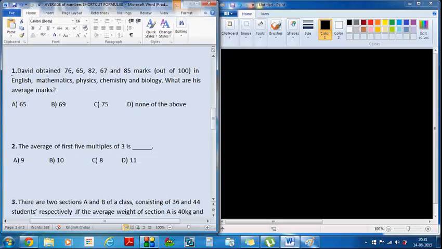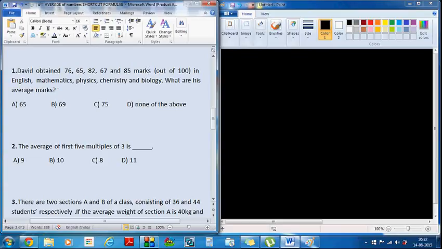So number 1. David obtained 76, 65, 82, 67 and 85 marks out of 100, meaning for each subject there are 100 marks. The subjects are English, mathematics, physics, chemistry, and biology. There are 5 subjects, and for each subject full marks is 100, and he obtained 76, 65, 82, 67, and 85 marks. What are his average marks?